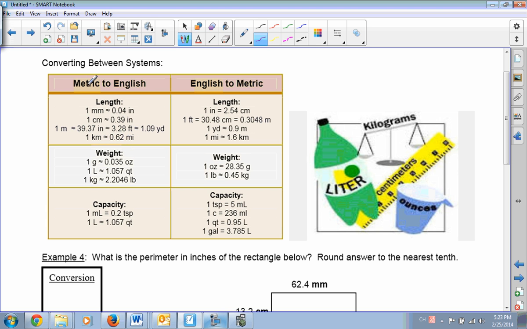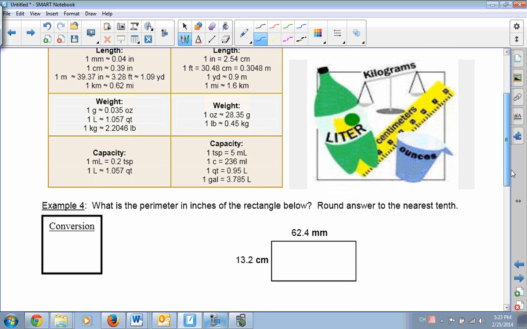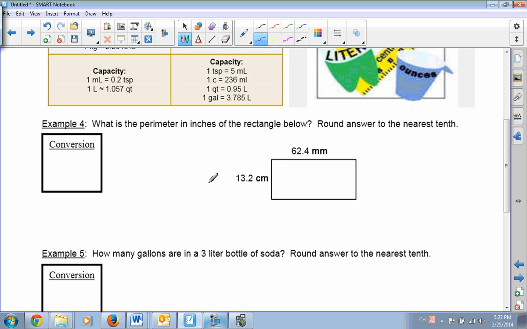Okay, so again, this side is the metric to English, and this side is the English to the metric. So we're going to be using this chart when we do some of our conversions on this page. The first one, in example 4, what is the perimeter in inches of the rectangle below? Round your answer to the nearest tenth.